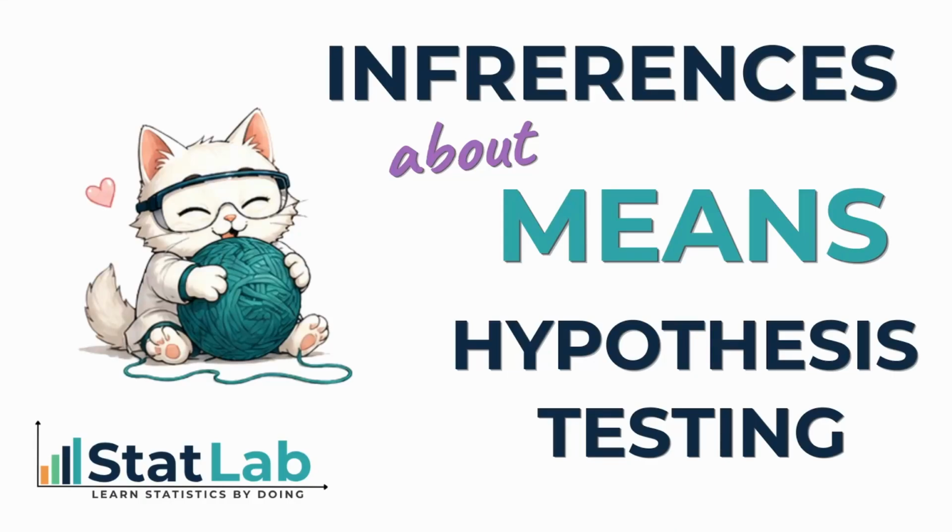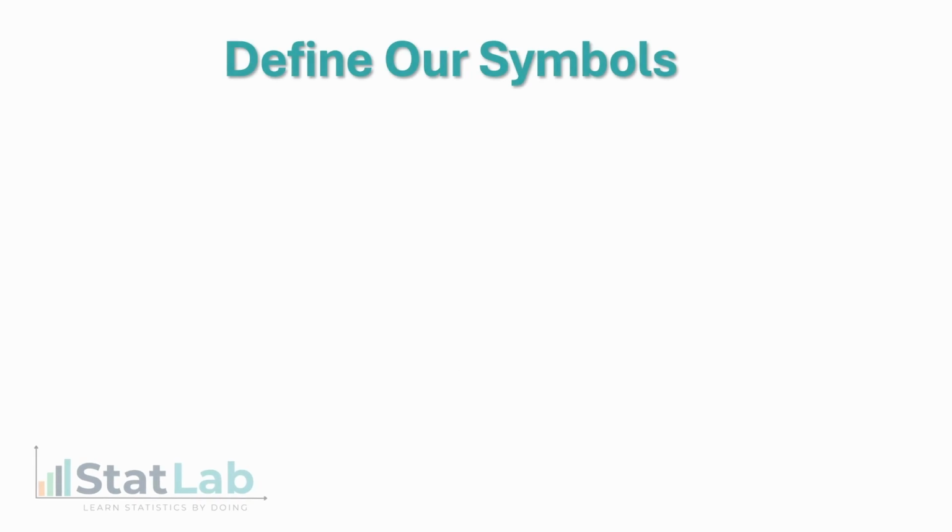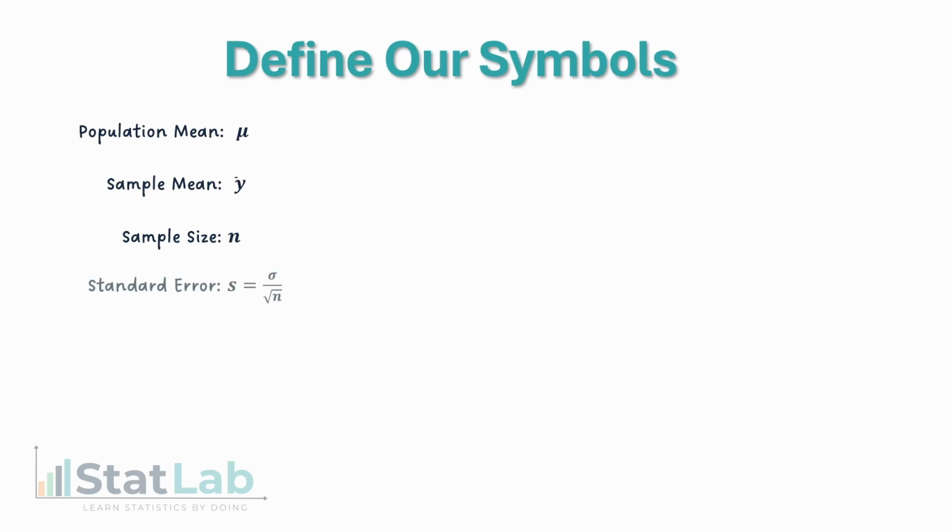Today we're going to start talking about hypothesis testing with means. To begin, we're going to quickly define our symbols. So our population mean is mu, our sample mean is y bar, our sample size is n, our standard error is going to be our standard deviation over the square root of n, and our test statistic is going to be y bar minus mu over that standard error.